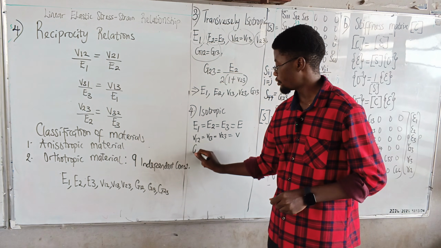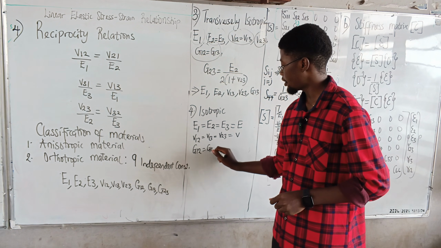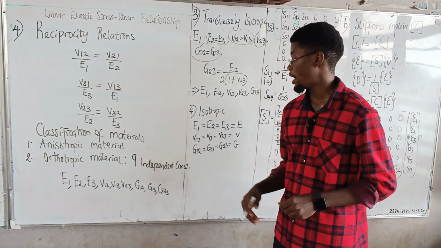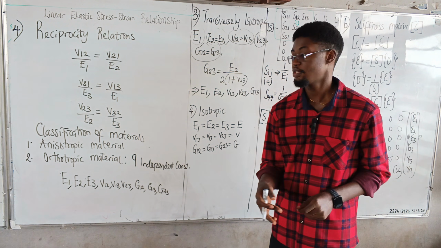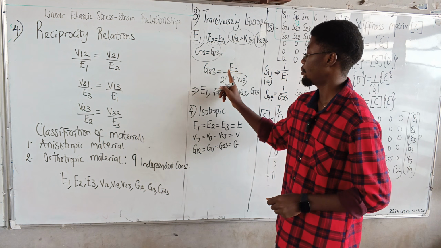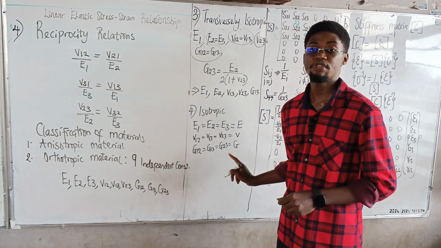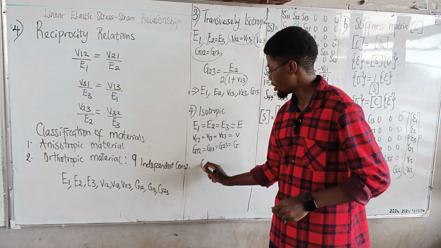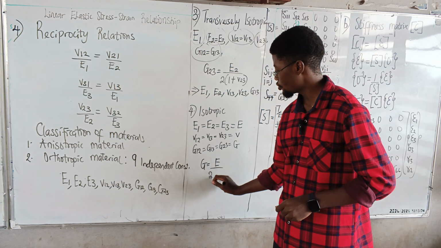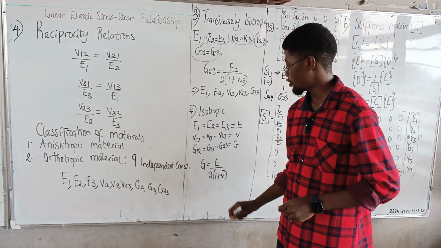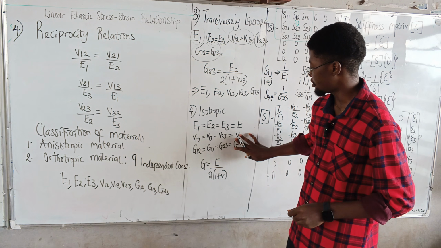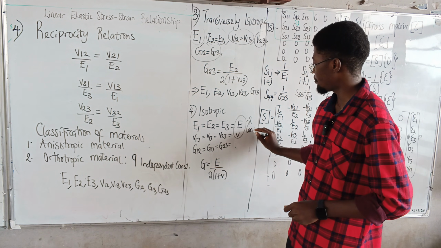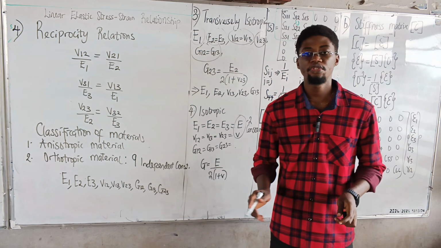Same thing with the shear modulus. G12, G13, G23. So how many independent constants do we have now? We have 3. But the truth is, the same way the shear modulus had a formula, the same thing applies here. We also have a particular formula for G that makes it not independent. So G is E divided by 2 bracket 1 plus Poisson ratio. So it makes it not independent. So we have just 2 constants. 2 independent constants.